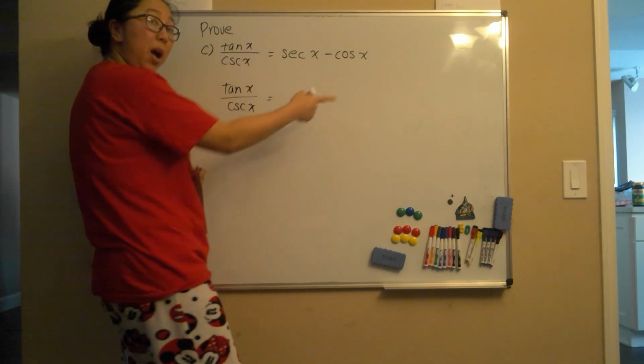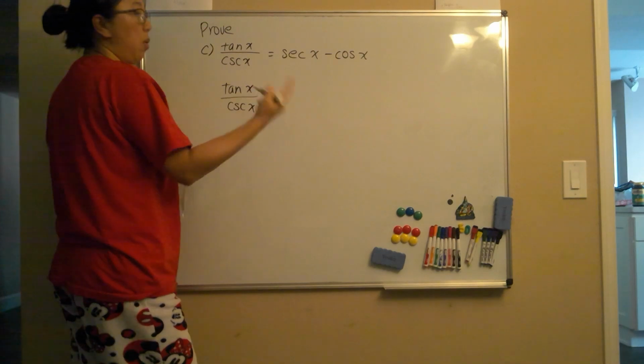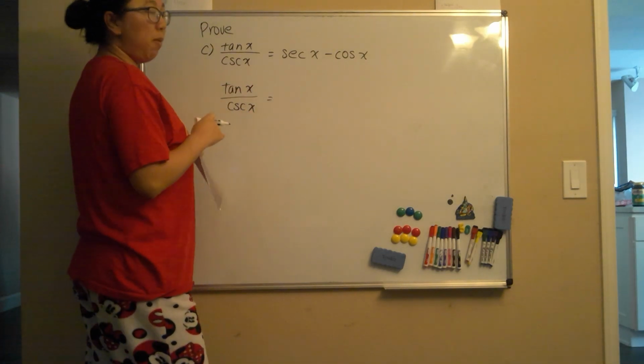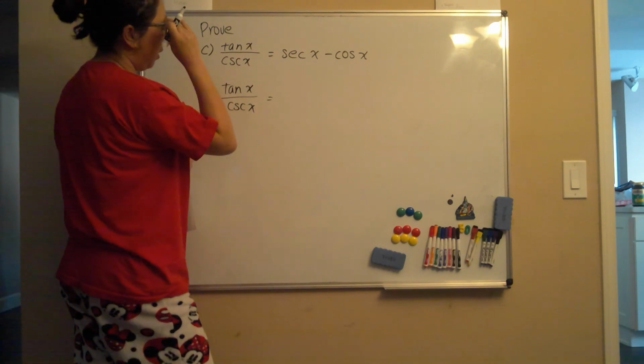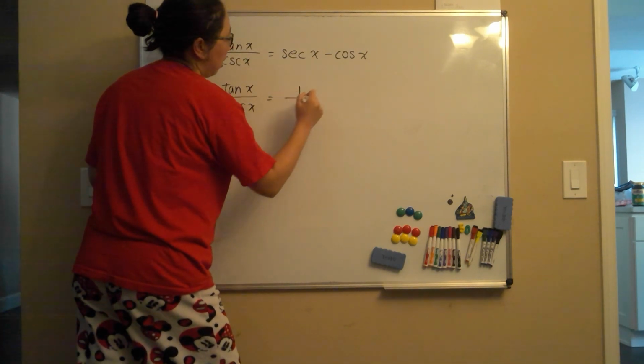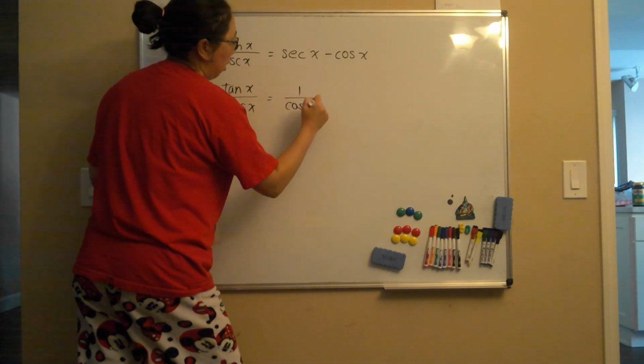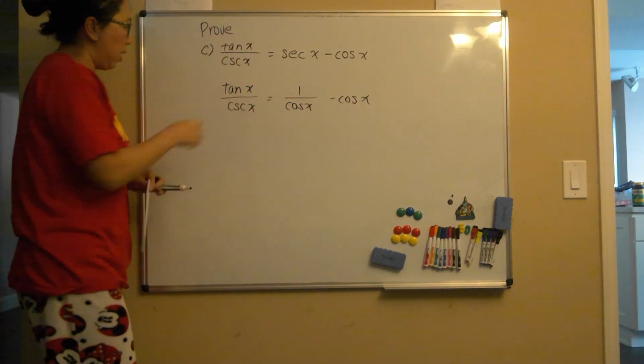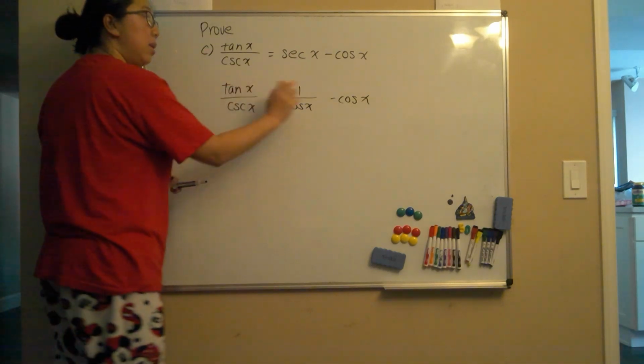Now, I'm going to rewrite these in terms of sine and cosine, because sometimes when I don't see what I'm doing, it's very helpful to go back to the basics. So secant x is 1 over cosine x, minus cosine x. I'm taking a look at the structure. This is a monomial. This is a binomial.